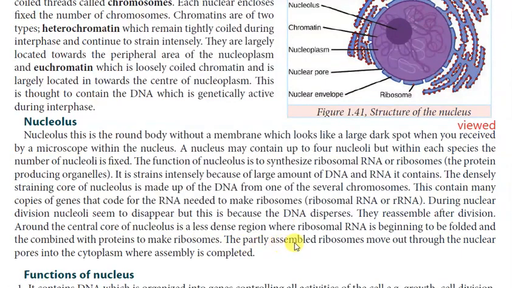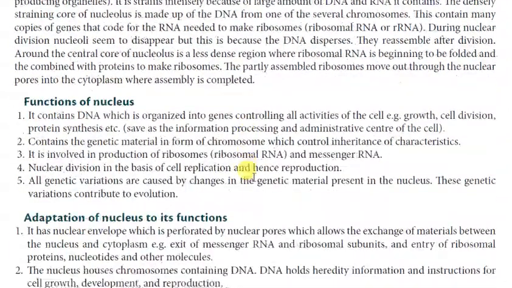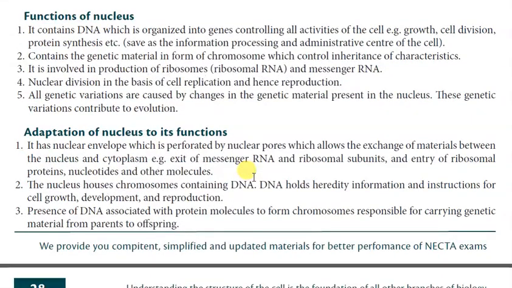The partially assembled ribosomes move out through the nuclear pore into the cytoplasm where assembly is completed. So as I told you, ribosome synthesis starts in the nucleus and it is completed in the cytoplasm. We can't synthesize the ribosomes fully in the nucleus. We synthesize them in the nucleus and then we are going to complete them in the cytoplasm.